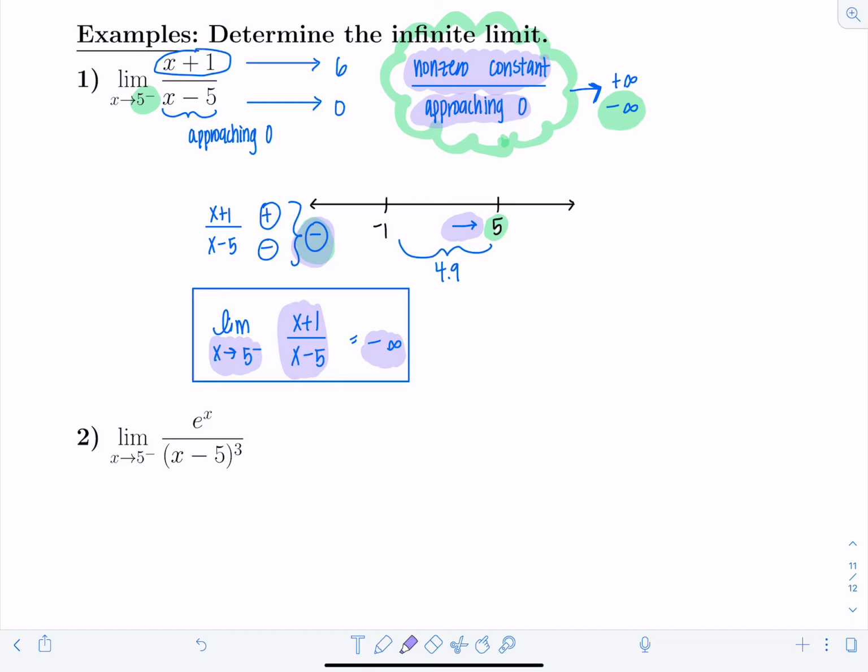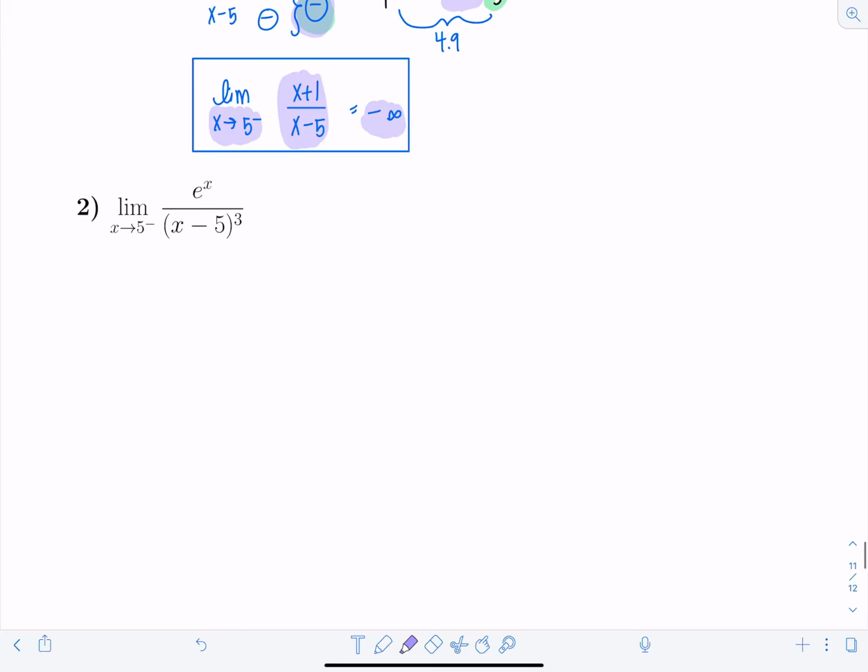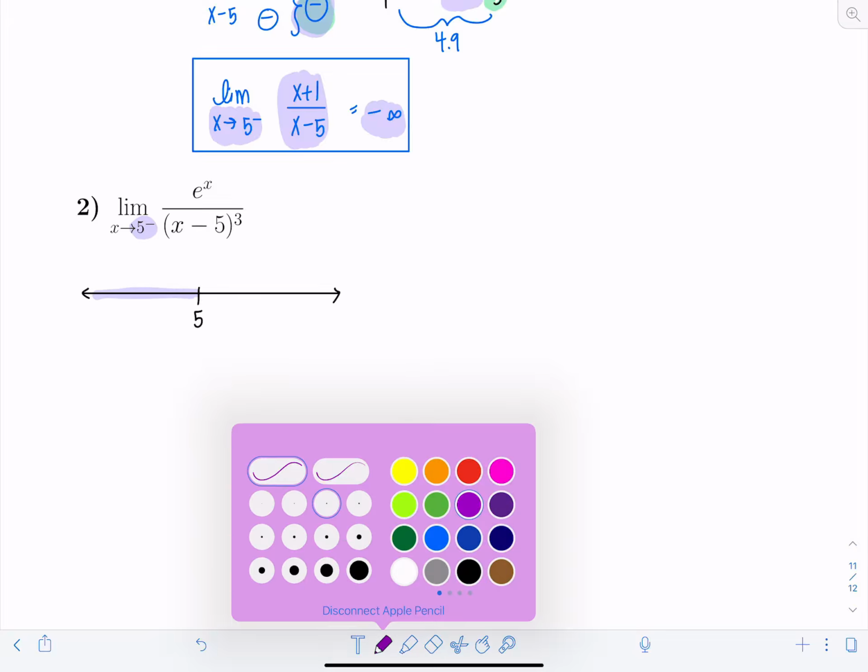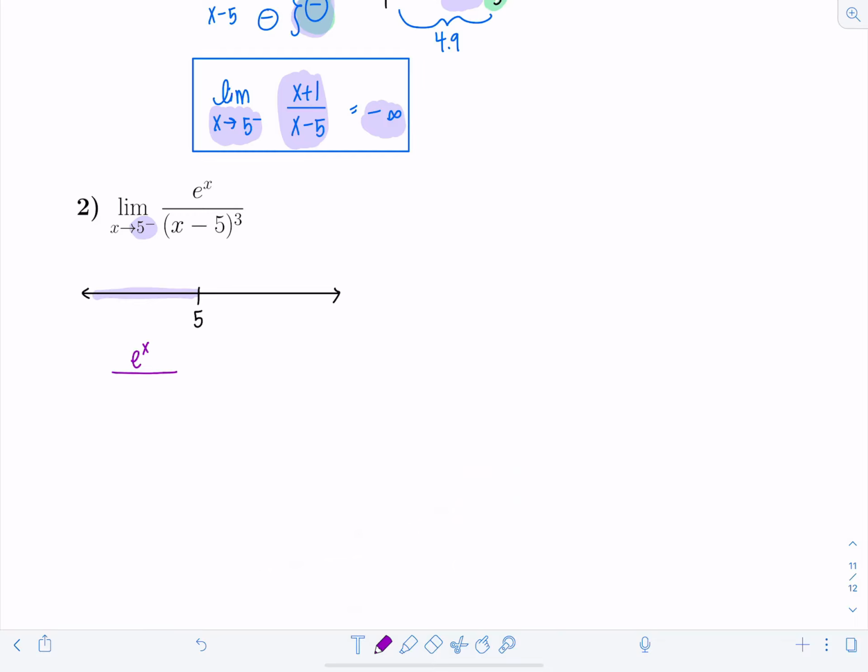Okay. Let's look at one more example. We have the limit, again, as x approaches 5 from the left, of e to the x over x minus 5 cubed. Okay, so here we go. Let's make our number line. Here's 5, and I'm interested in checking values from the left. So I want to know what's going on over here. Okay. Well, I'm working with e to the x over x minus 5 cubed.